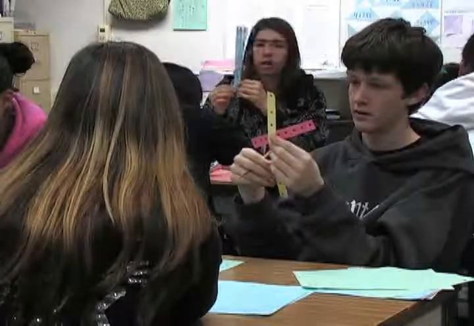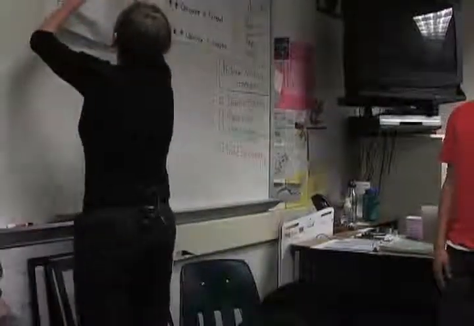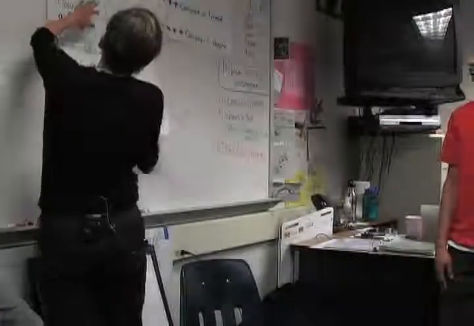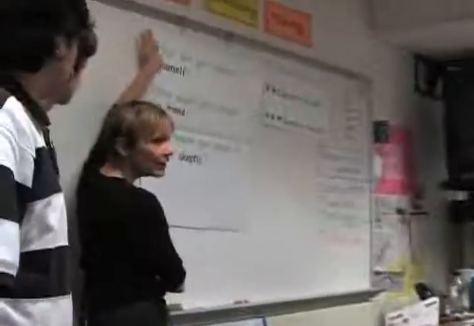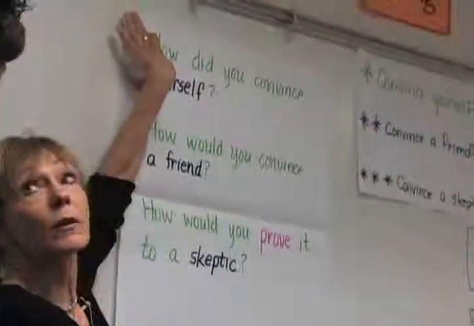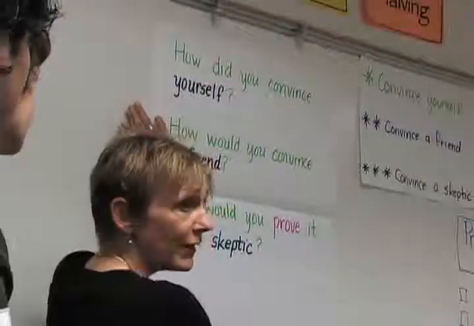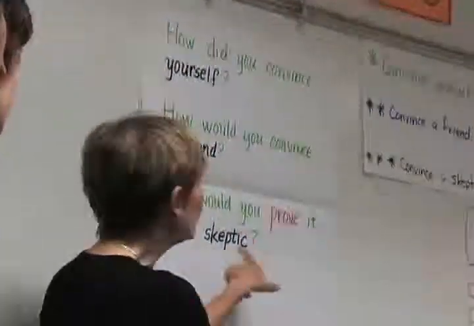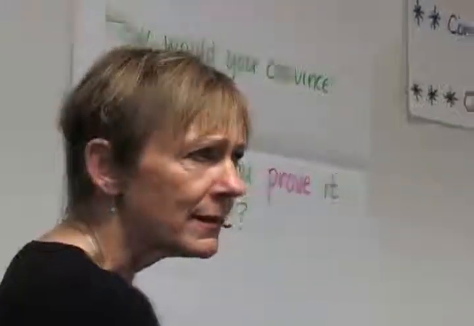Could I please talk to the facilitators for a couple minutes up here? Just the facilitators. Process, because there is a next step. For each of these quadrilaterals, how did you convince yourself that you were positive about how to make that particular quadrilateral? How would you convince a friend, which would be each other, and then how would you prove it to a skeptic? Do you think your groups are ready for this stage?